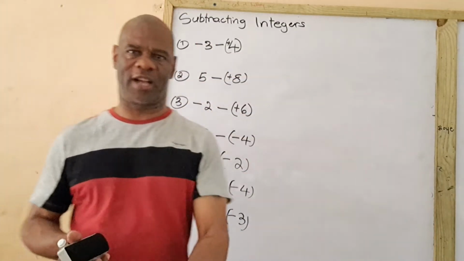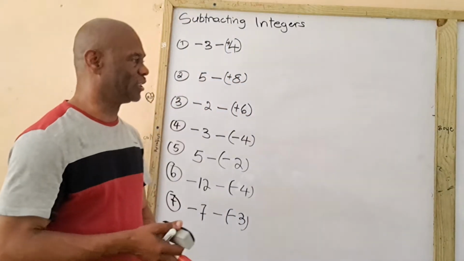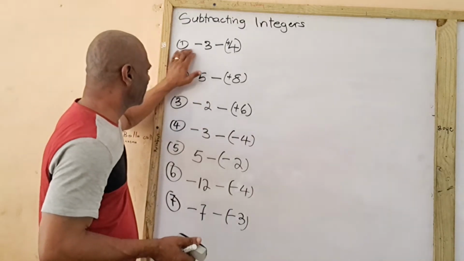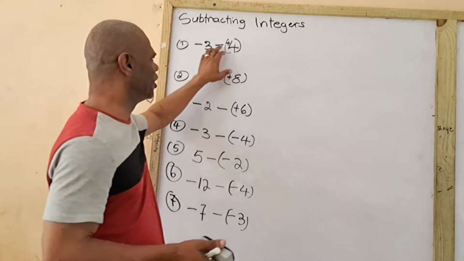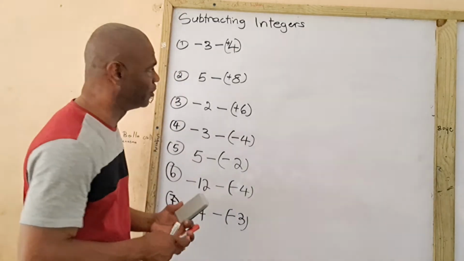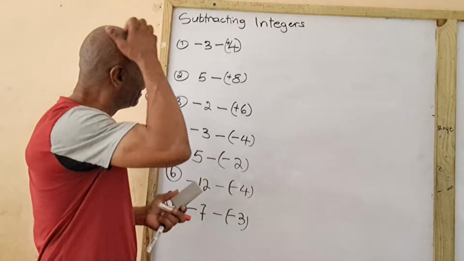So we're looking at subtraction of integers, or some persons call them signed numbers. So we have -3 minus a +4. Now, let's put that on the number line and see what we have.